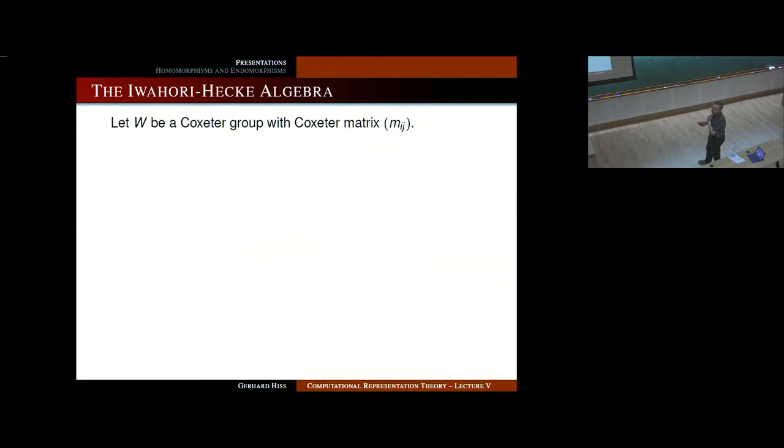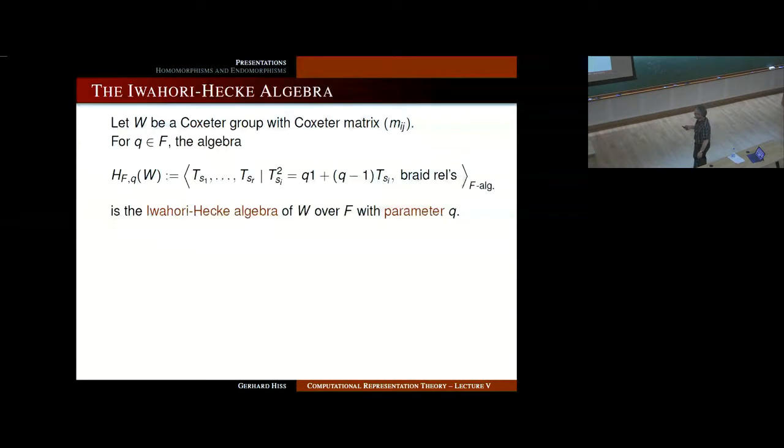Anyway, if you have such a Coxeter group, whatever these Mij's are, you can construct an algebra where you keep the braid relations, but you twist these order relations with a parameter. If q, an element in the field F, were equal to 1, you would get Ts squared is equal to 1. Then you would get back the group algebra of the Coxeter group, but this is a sort of deformation of this group algebra. This is the Iwahori-Hecke algebra over F with parameter q.